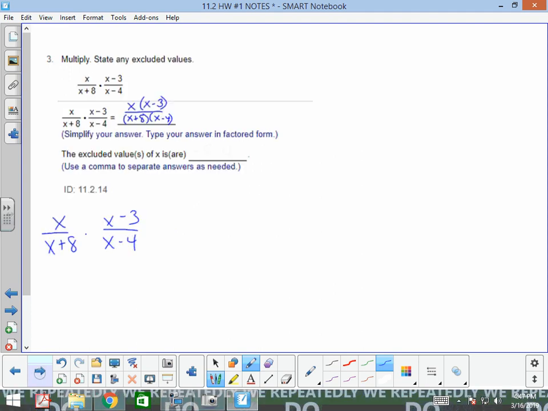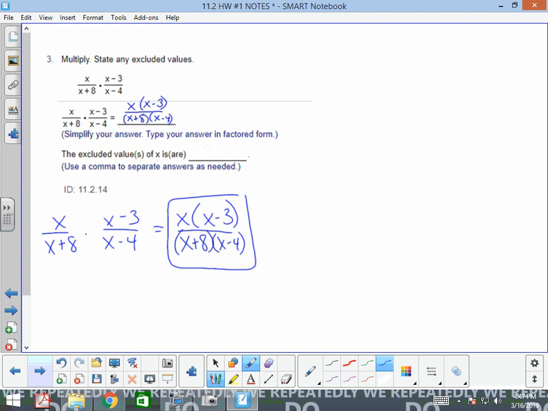Now, number 3, this one says to multiply and to state any excluded values. Notice it's just like whenever we are simplifying rational expressions. If the numerator of one fraction will not be reduced or canceled by the denominator of another fraction, then you can't reduce, you can't cancel. So we're just going to show that we're multiplying. You do not have to actually do the distributive property. In fact, I advise against it. So that's how I got that answer.